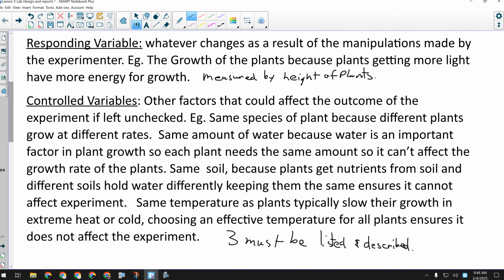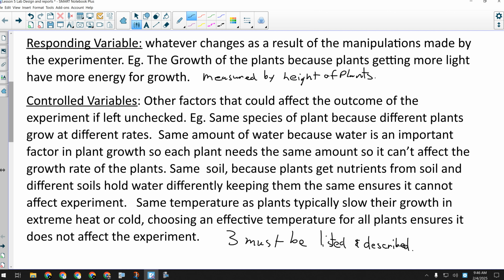Okay, and then responding variables, you could have more than 1 of those. Most of the time we only have 1, but there's the odd time where you might be watching more than one thing as an indicator of something. Like in this example here, we said we take pictures of the plants and measure their height. So then we've got kind of 2 things that we're using to help us determine the growth of a plant.